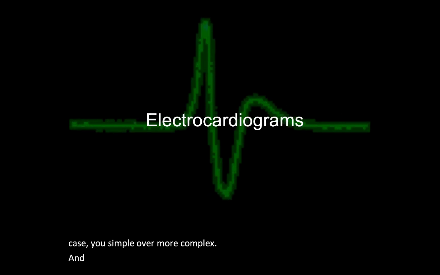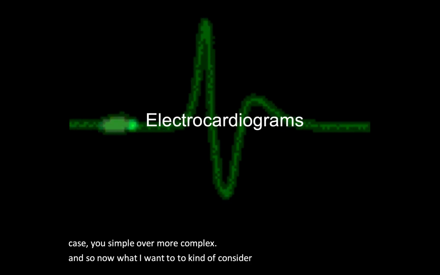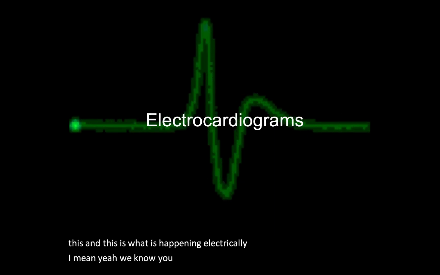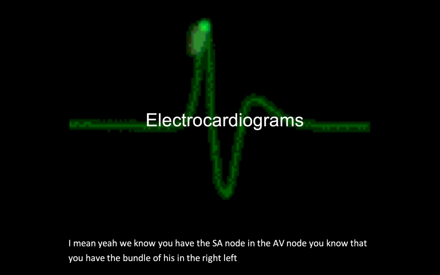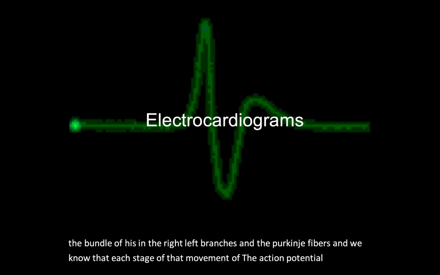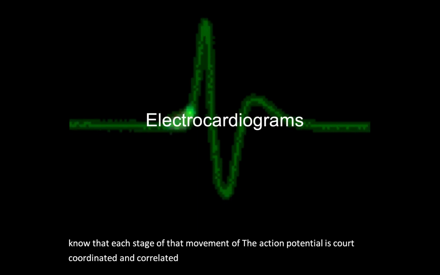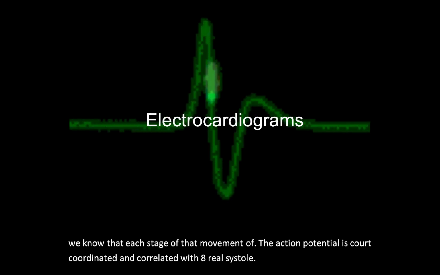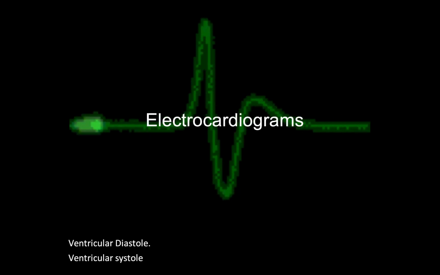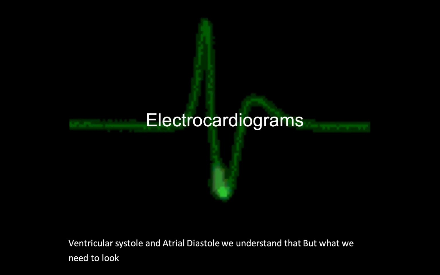And so now what I want to consider here is the third aspect of this, and this is what is happening electrically. Yeah, we know you have the SA node and the AV node. You know that you have the bundle of His and the right and left branches and the Purkinje fibers. And we know that each stage of that movement of the action potential is coordinated and correlated with atrial systole, ventricular diastole, ventricular systole, and atrial diastole. We understand that, but what we need to look at now is how does this look graphically?